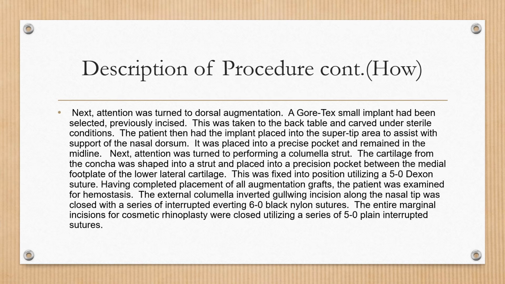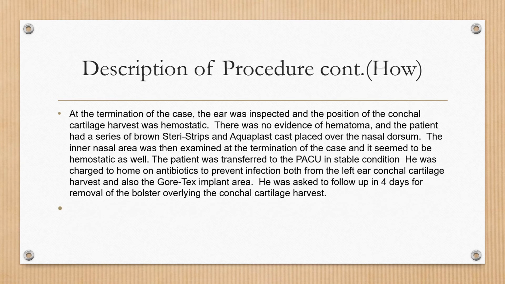So then it said the external columellar inverted gull-wing incision along the nasal tip was closed with a series of interrupted everting 6-0 black nylon sutures. The entire marginal incisions for cosmetic rhinoplasty were closed, utilizing a series of 5-0 plain interrupted sutures. And again, just when you thought it was over, it is not.